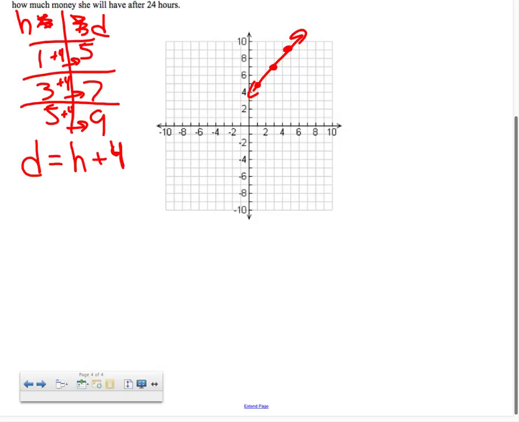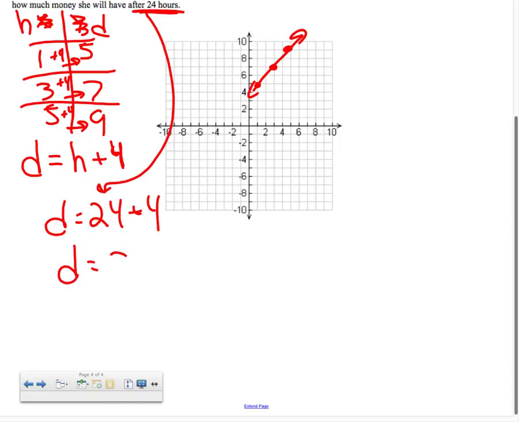And then the last question says how much money she will have after 24 hours. So this key part here being after 24 hours. So 24 is an hours number, so it's going to be put in for H. So it'll be D equals 24 plus 4. Again, I just replace 24 for H and put it in the problem. And 24 plus 4 is 28, so she'll have $28 at the end.